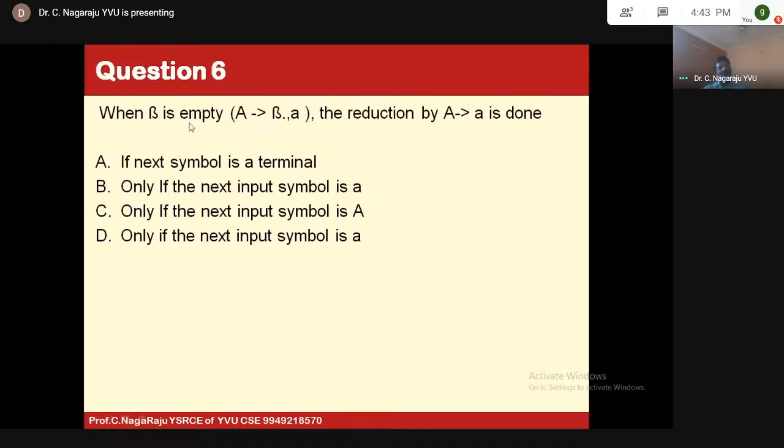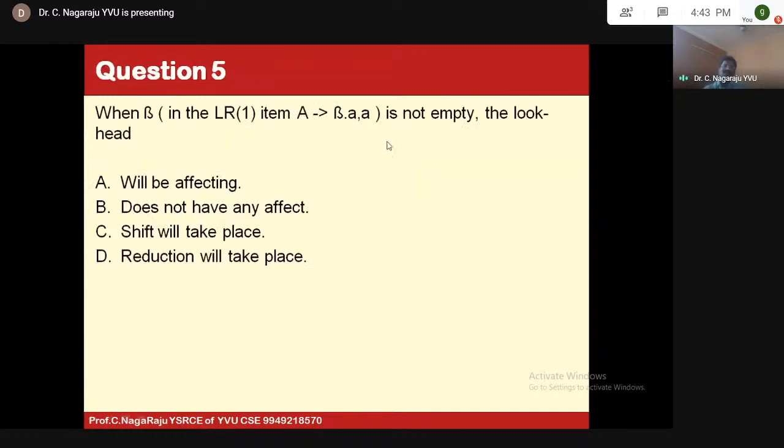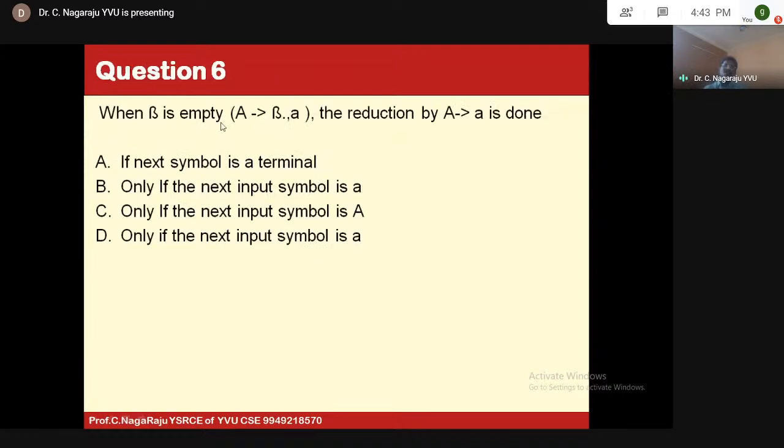I think the same question has been repeated, right? Not repeated, look at it. When B is empty, there is nothing after the dot, the item is dot comma a. The reduction by A is done only if the next input symbol is a. So that means it will be reduced only if the next input symbol is a. I will explain it later.